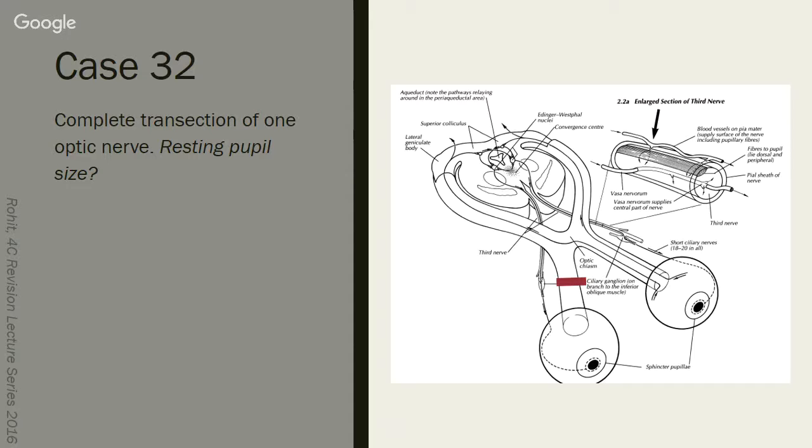So who are we up to? Back to Michael. So if we have a complete transection of one optic nerve, and I've given you the whole pathway there, so you can cheat. What's the size of both pupils? Just like in a room. Will they be the same? Will one be larger than the other? And if so, which one?